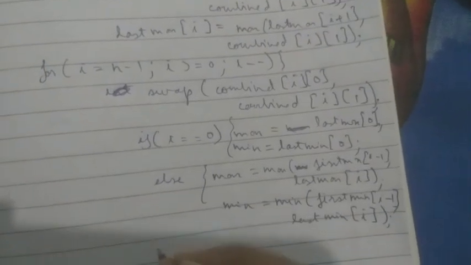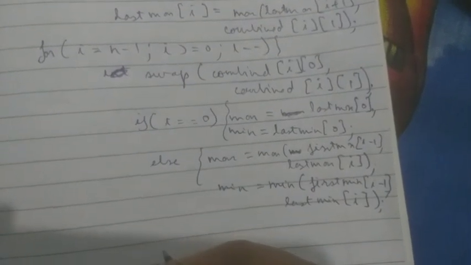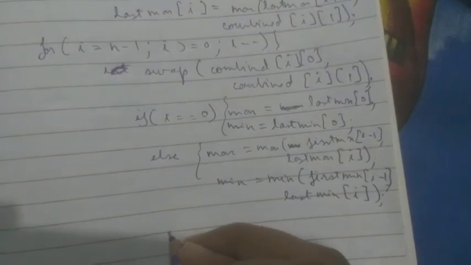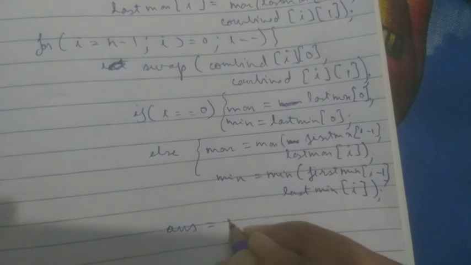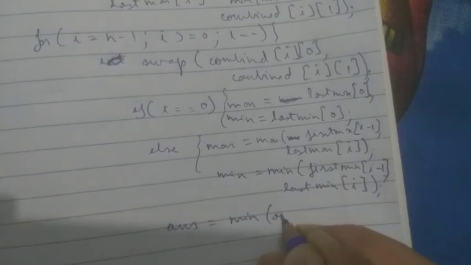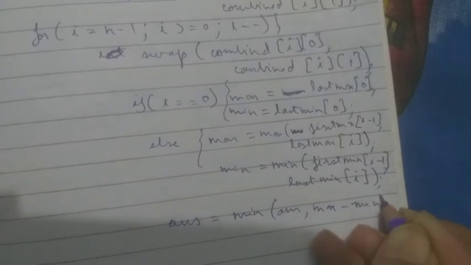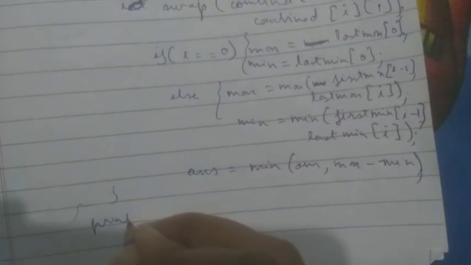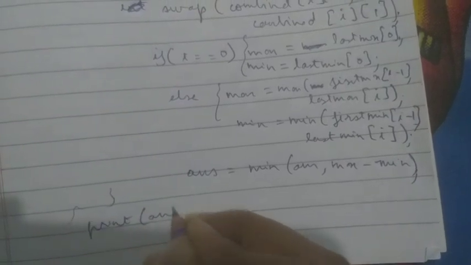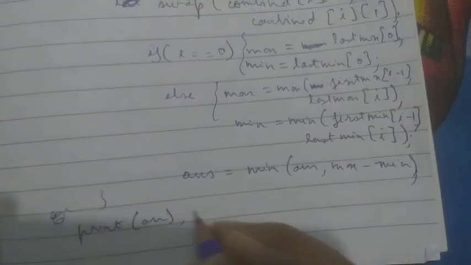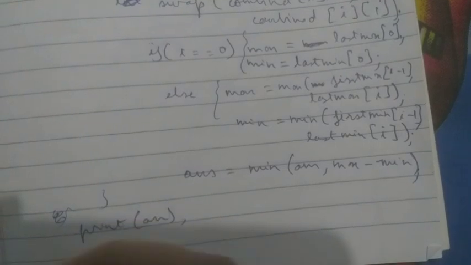Okay, and then after this we are going to apply: answer is equal to minimum of answer comma max minus minimum, and finally closing all loops, and we're going to print answer. Only one loop, I guess. Yeah, only one loop we're going to close and print answer. Okay, so this is basically the code.